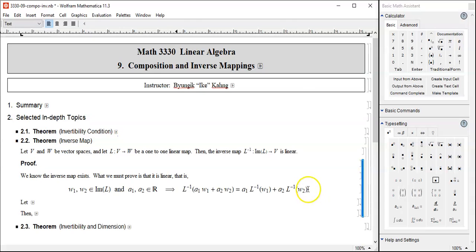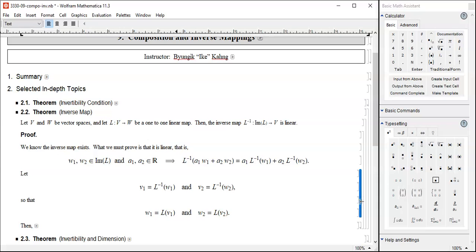Now, is this linear? That's what we have to prove. We know the inverse exists, okay? This is a one-to-one map. So L inverse of the linear combination A1W1 plus A2W2, can this be separated so that the linear combination is preserved? If so, then the answer is yes. This is what we have to prove. We are going to start from the left-hand side and work something out, and then go to the right-hand side. But of course, we need some preparation. Ready? Okay, let's get to it.